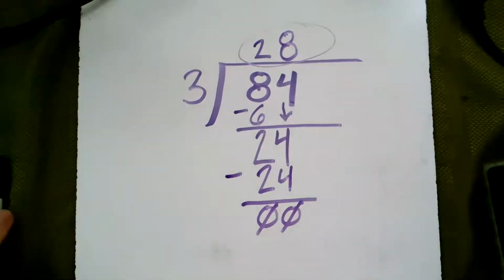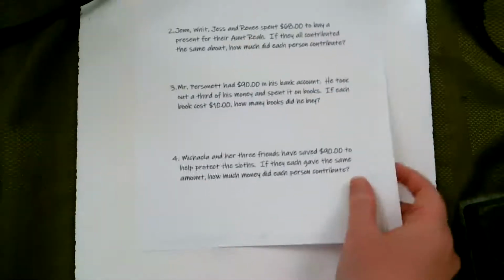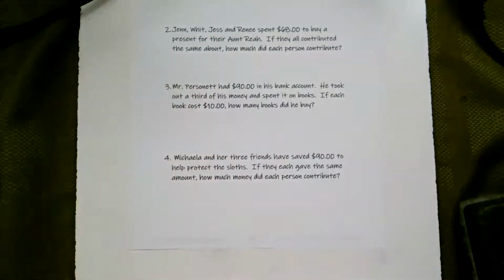So there were 3 different ways to solve that equation. We just did both. The first was money, zone, and long division. So let's take a look at question number 2 here.